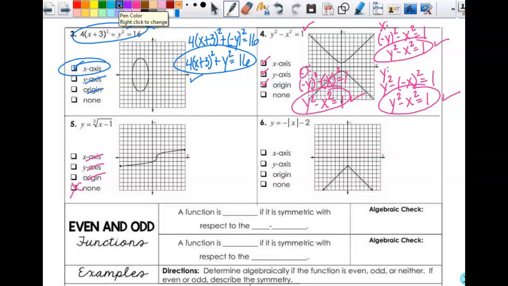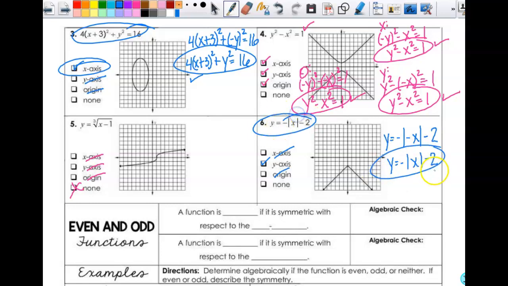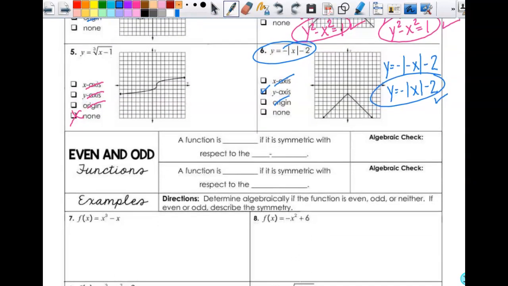So look at number 6. Okay, so if I reflect it in the y-axis, I feel like that's going to be good. X-axis, no. Origin, no, because it would put it up here. So I'm going with y-axis, so I'm going to substitute in for a negative x. So y equals negative absolute value of negative x minus 2. So the absolute value of negative x is x, so y equals negative absolute value of x minus 2. That matches this, so we're good. Okay, so that's you justifying and showing it algebraically.